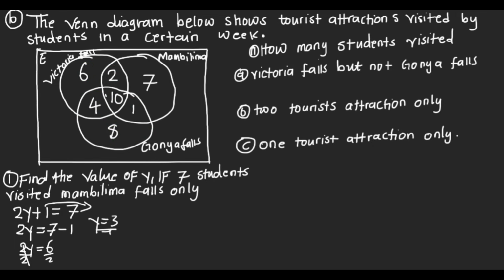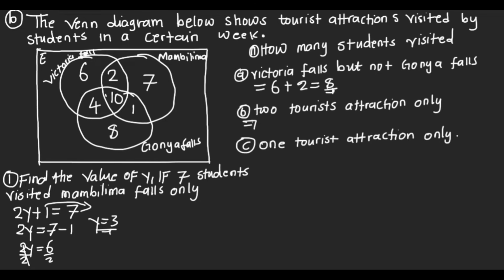So here we'll just say 6 plus 2 is equal to 8. Why? Because the 4 cannot be the answer, because it's part of Gonya. 10 is also part of Gonya, though it is part of Victoria Falls. Now let's move on to question B.